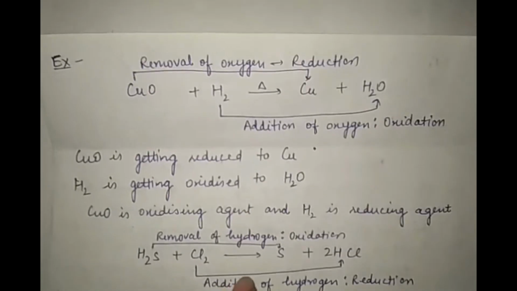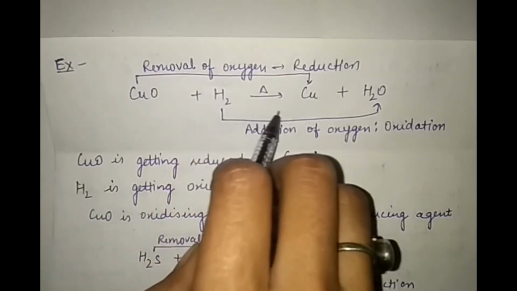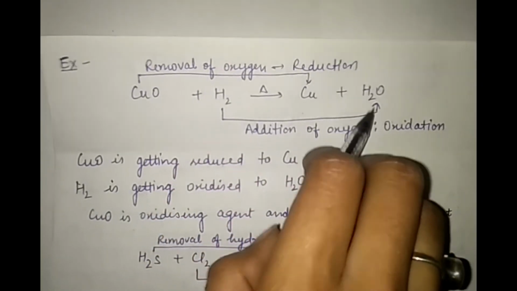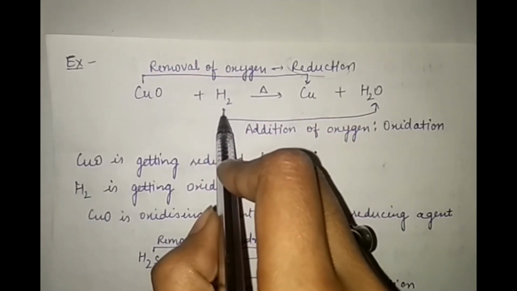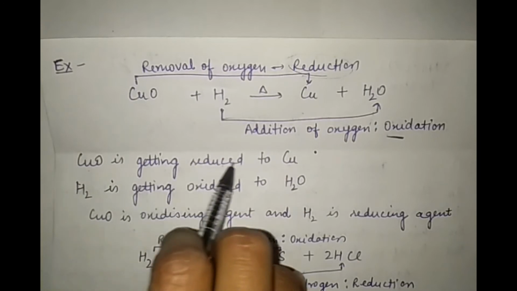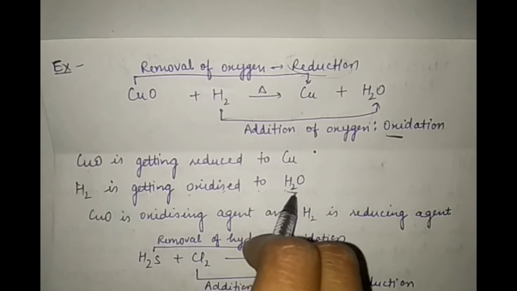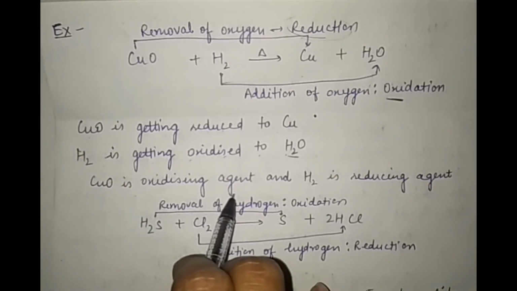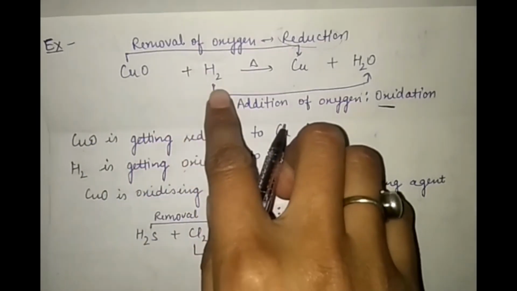So now the example of oxidation and reduction. First of all, when copper oxide is treated with hydrogen, it leads to the formation of copper and water. Here the copper oxide undergoes removal of oxygen to form copper. Therefore, the removal of oxygen is termed as reduction. Whereas oxygen is added to hydrogen to form water, so it is termed as oxidation. So here copper oxide is getting reduced to copper, whereas hydrogen is getting oxidized to water. So copper oxide is an oxidizing agent because it is reduced itself and it oxidizes hydrogen.